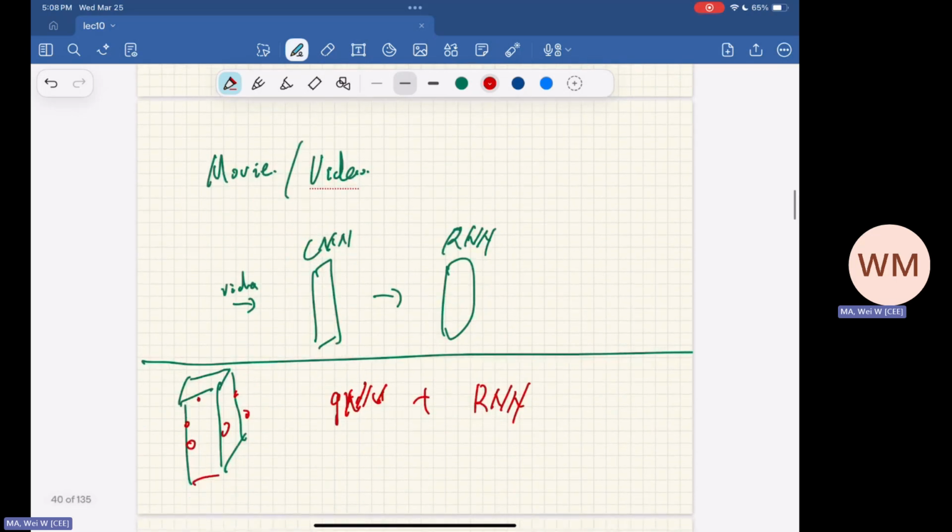So you can see what I'm doing here. We are talking about neural network structure design. Depending on the data structure that you have, depending on the data source that you have, you can design this kind of neural network by yourself.